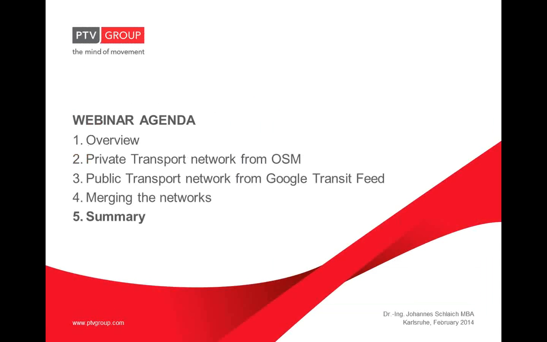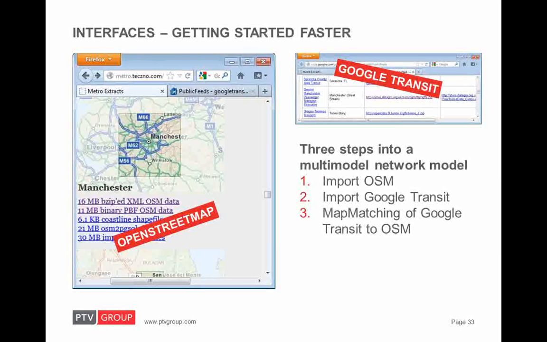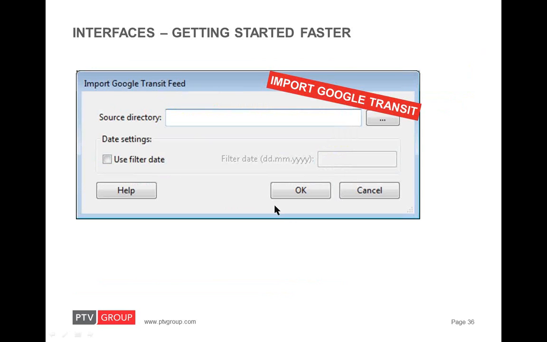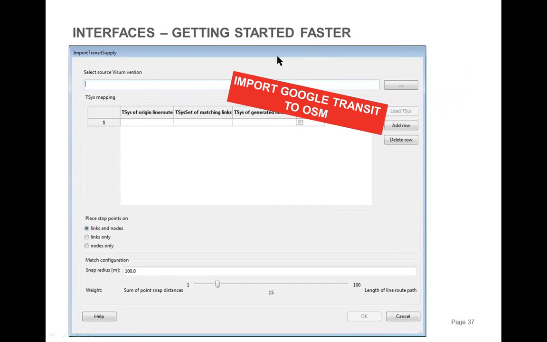Okay, to summarize this, we have seen for the example of Manchester how easy it is to import private and public transport into a single network. The steps, as you can see from the dialogues, are very simple. Just import the OpenStreetMap data, import the Google Transit feed data, and finally merge these data into one single network.